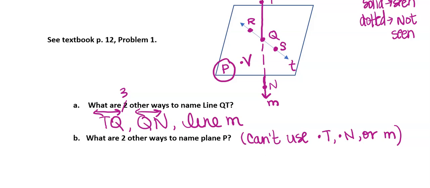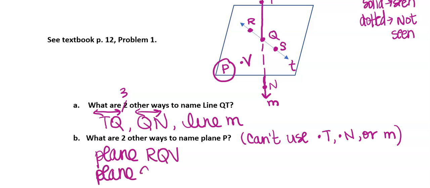So the ones that are on the plane are R, Q, S, and V, and we can do any 3 of those except for the ones that are in a line. So I'm going to name 3 that are forming a triangle. I'm going to say plane RQV. Another one would be plane SQV. Basically, you can do any of those in any order.